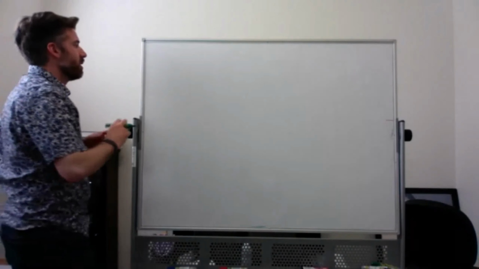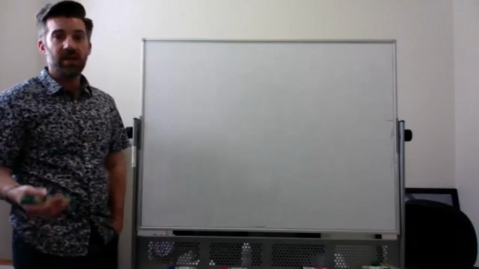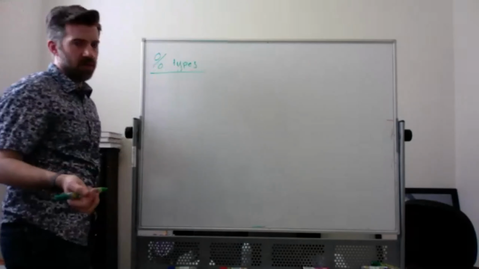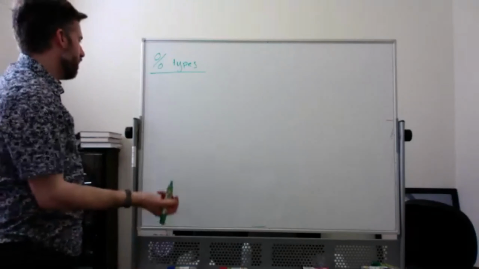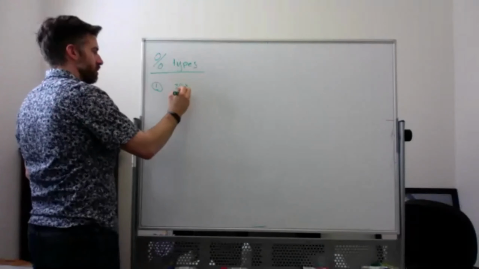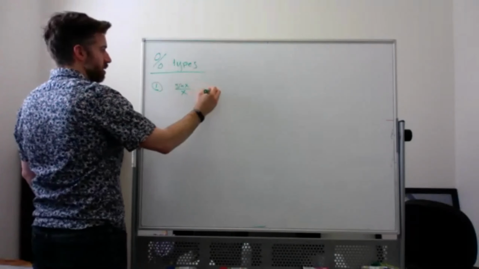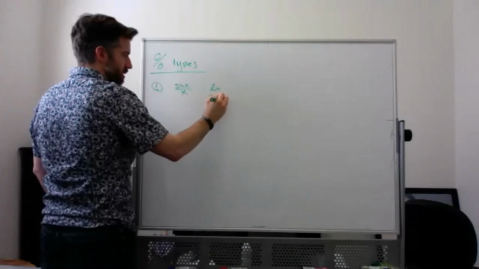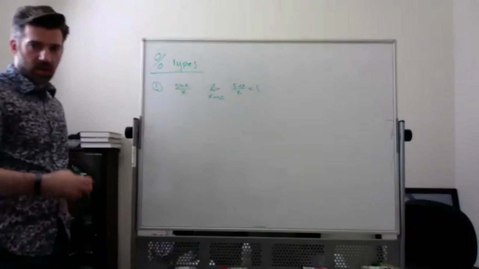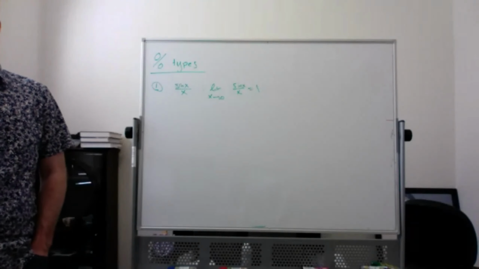All right, so when you're evaluating 0 over 0 type limits, there are usually a few standard methods of attack. One thing that can happen is you can have sine x over x. The limit as x goes to 0 of sine x over x is equal to 1. That's common knowledge now. You can just state that without having to do anything.